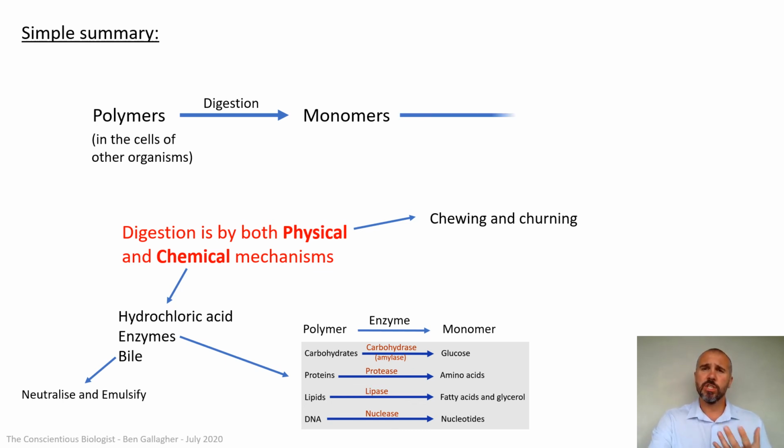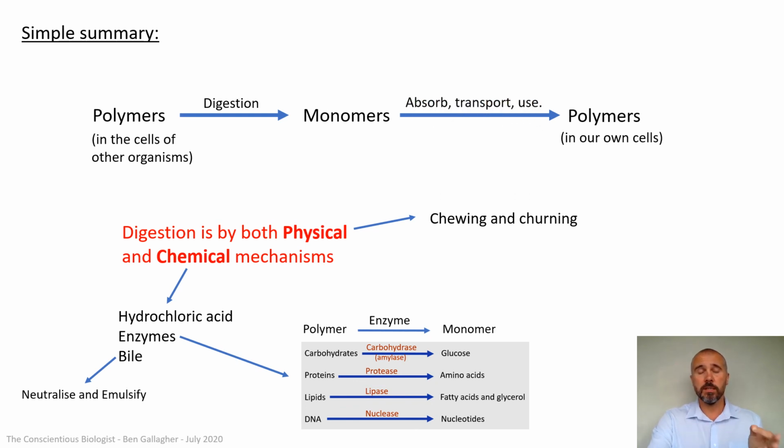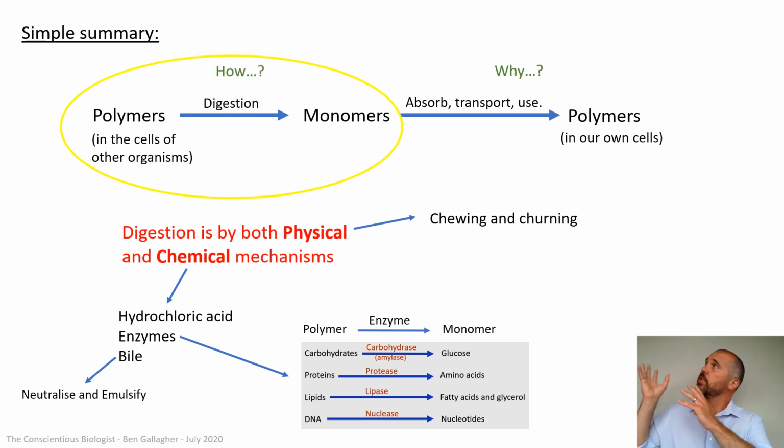Just to put it all in context, remember we had this end bit as well, that the monomers, you need them broken down so that you can absorb them, transport them, and then use them to build your own polymers in your own cells. But that last bit that I've just put up, that's the why we do digestion, to get the monomers to rebuild them as our own. But if we're just studying digestion, you really need to be more concerned with just what's inside that yellow bubble there of how digestion occurs.